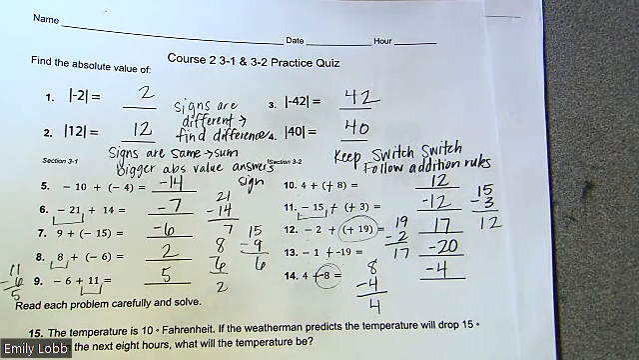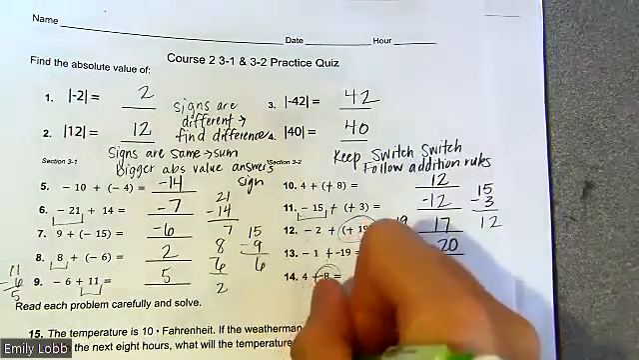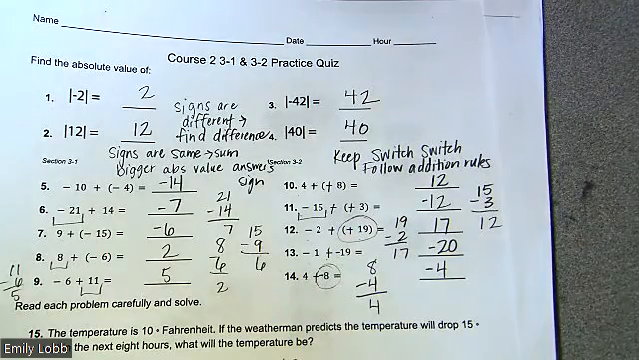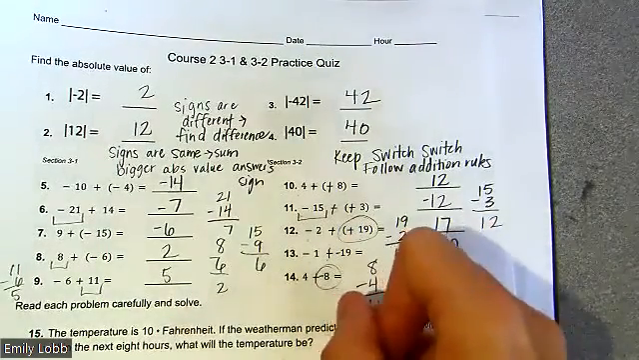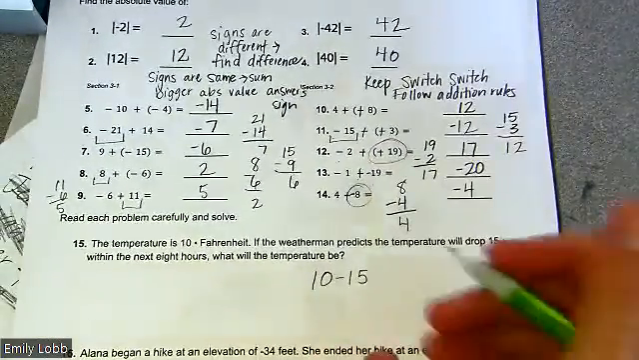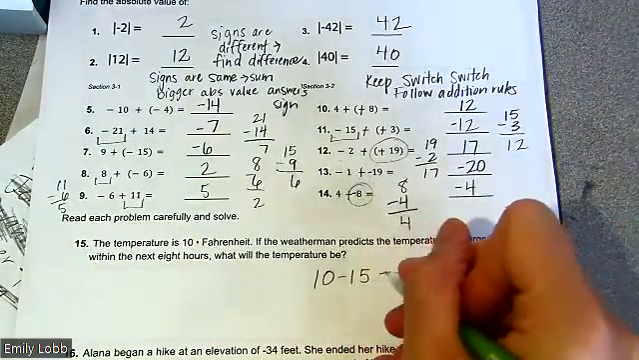Now, there's just a short little question, 2 questions with some words in it. The temperature is 10 degrees Fahrenheit. I'm just going to write it down. If the weatherman predicts the temperature will drop 15, isn't that just minus 15? Yeah. Thank you for telling me. So I'm writing down the 10 and then I'm minusing 15.